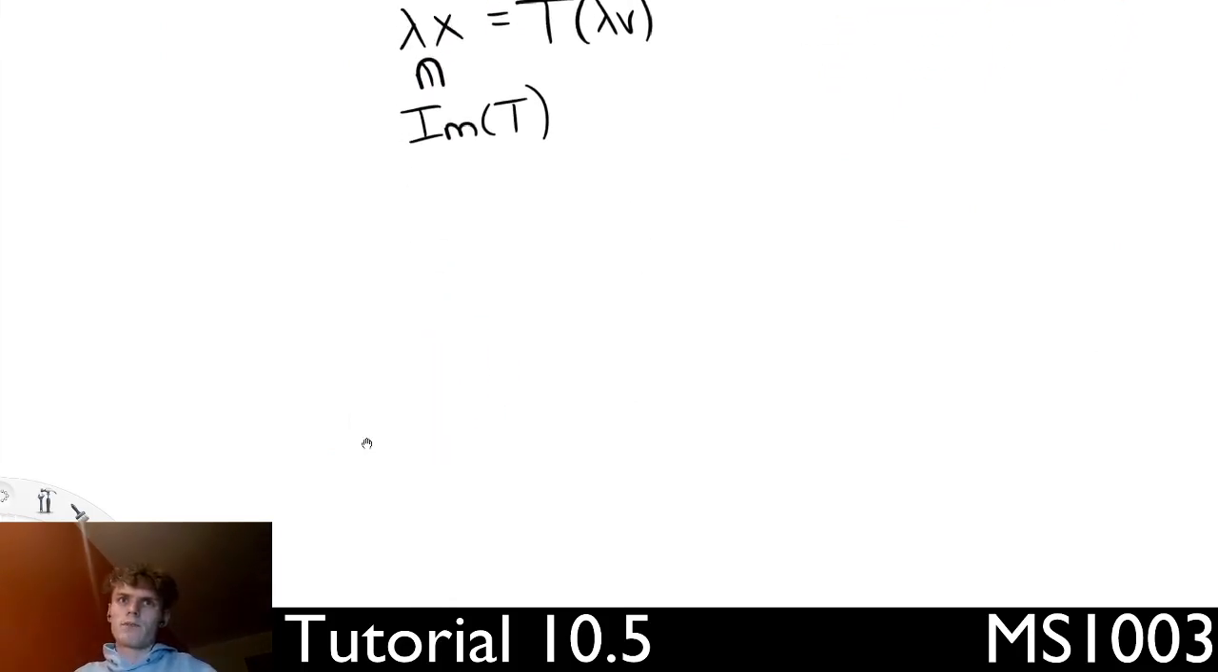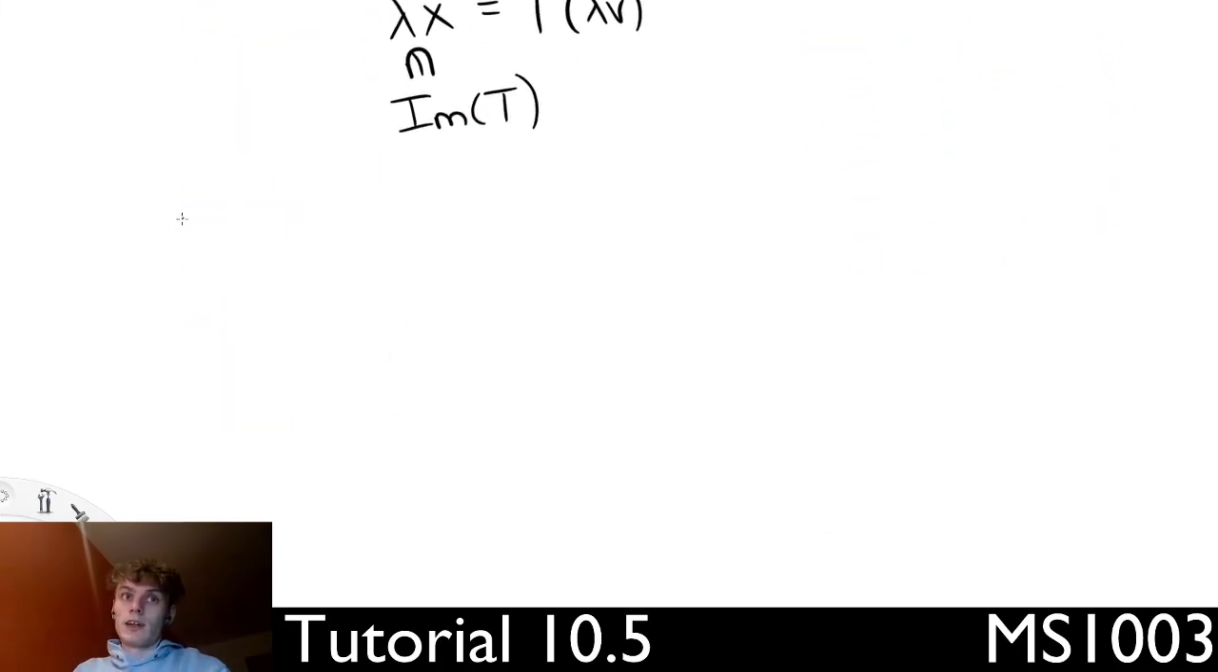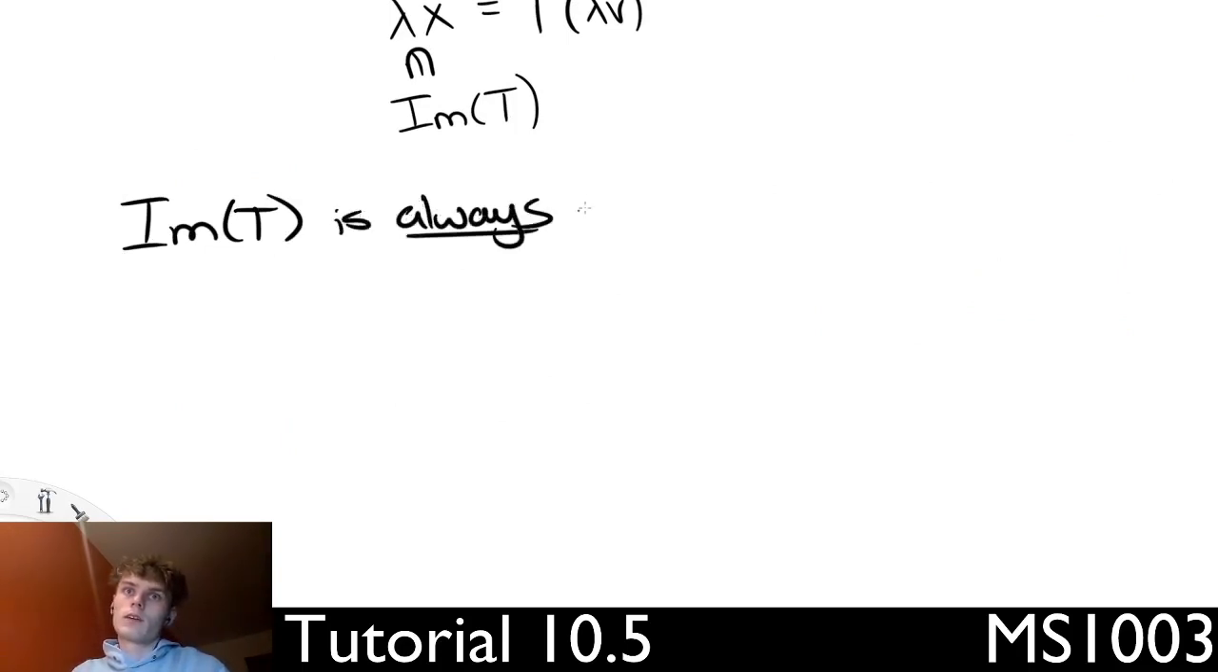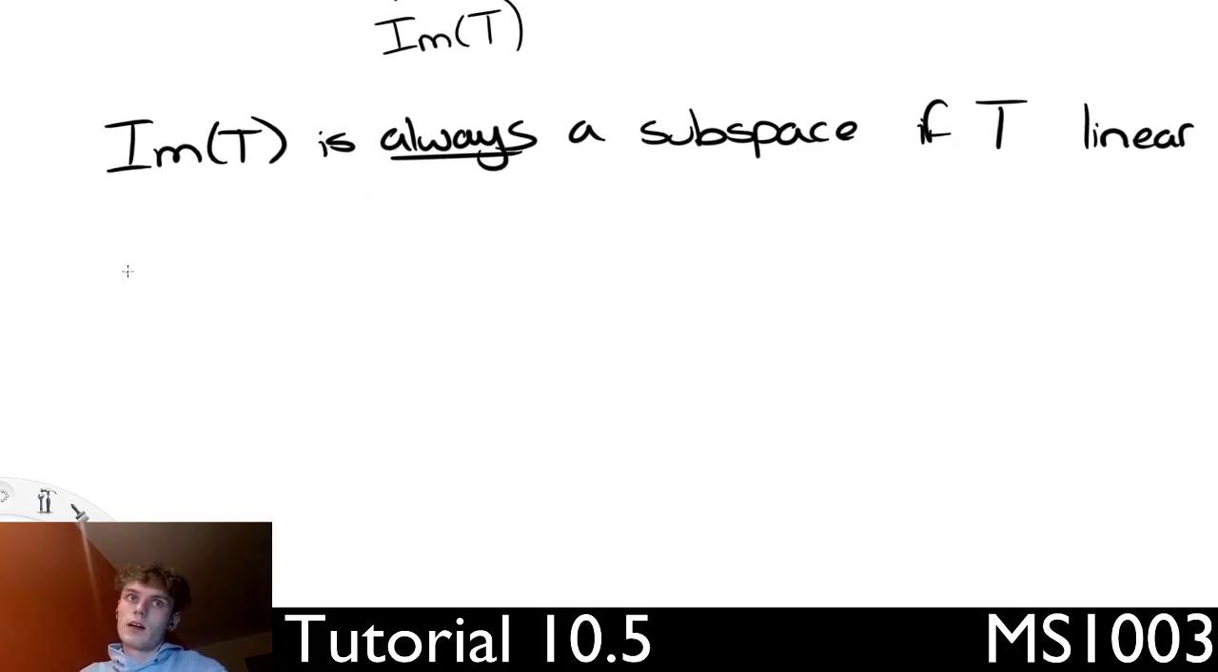Oh yeah. I actually want to do something else. Illustrate something important. So the image of t is always a subspace. Always a subspace if t is linear. But t has to be linear. T has to be a linear map. We're in linear algebra. The image of t is a subspace if we're only dealing with a linear map. Another interesting thing is the kernel of t is always a subspace.